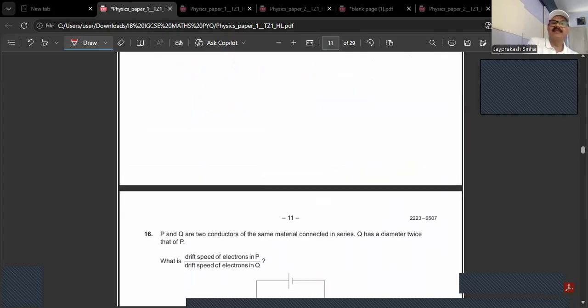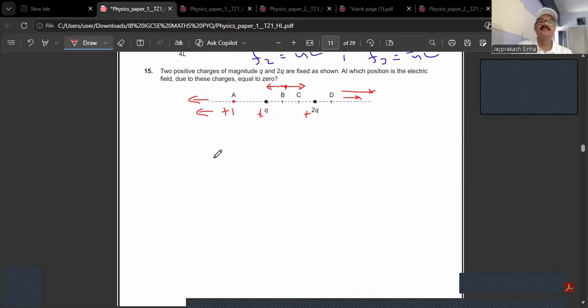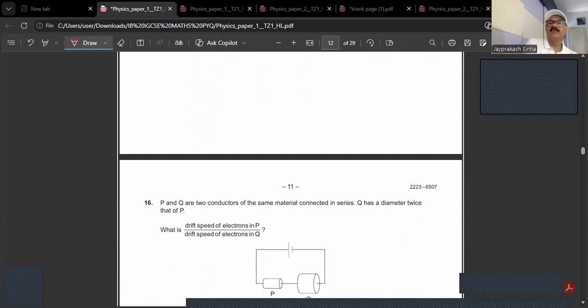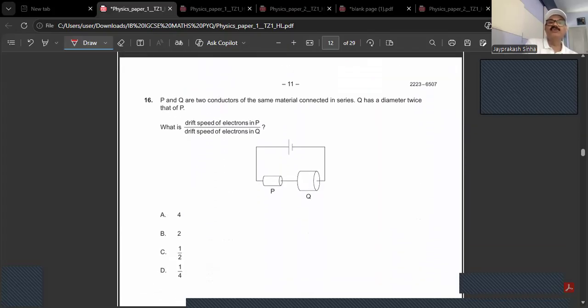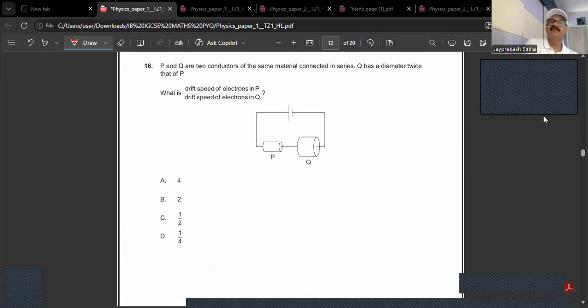So we'll write the answer here, B. B is the correct answer. Why? Because here this is E due to charge Q, this is the E due to charge 2Q, and this is the electric field due to charge Q. So E_Q is equal to E_2Q, isn't it? But they are equal and opposite, so they will cancel each other. Electric field due to Q charge and electric field due to 2Q charge at B will cancel each other.